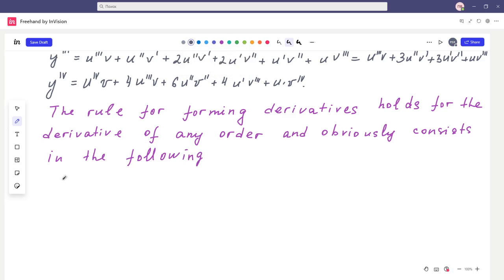First, the expression (u + v)^n is expanded by the binomial theorem.